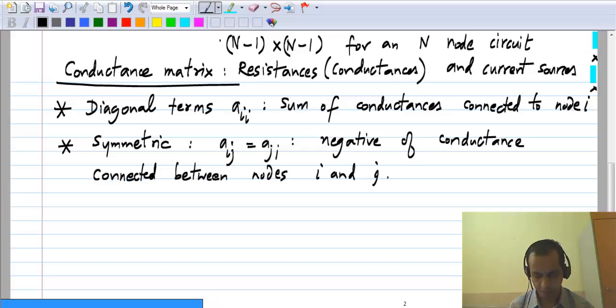Okay, so that's the structure of the conductance matrix for a circuit consisting of only resistors and current sources. This will become clearer when I take an example, a circuit, and then modify it in certain ways and see how the conductance matrix changes.